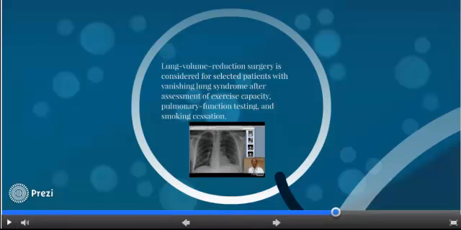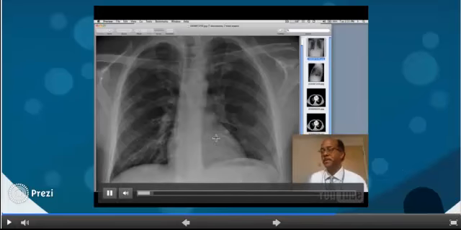Lung volume reduction surgery is considered for select patients with vanishing lung syndrome after assessment of exercise capacity, pulmonary function testing, and smoking cessation.